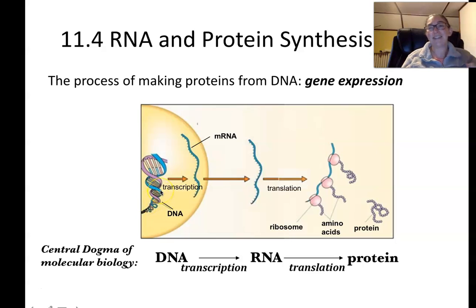The DNA stays in the nucleus so it can stay pristine, the original copy. But when proteins need to be made, we just make these temporary photocopies of the genes using RNA. And the RNA is made in the nucleus. It's just a copy of a section of DNA. That process is called transcription.